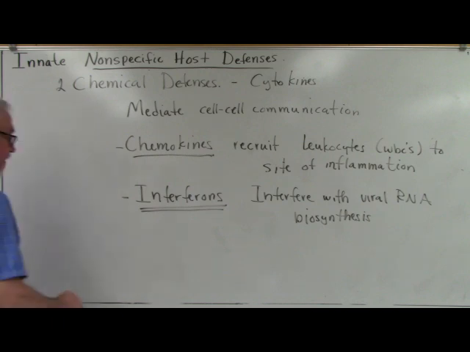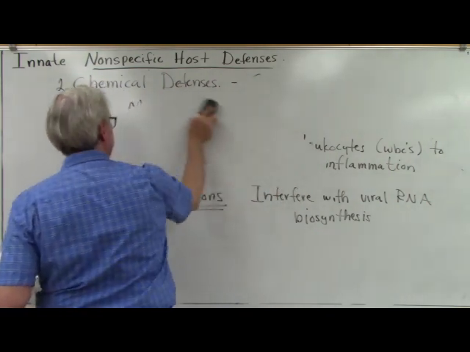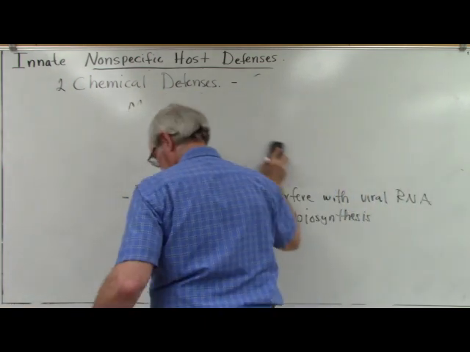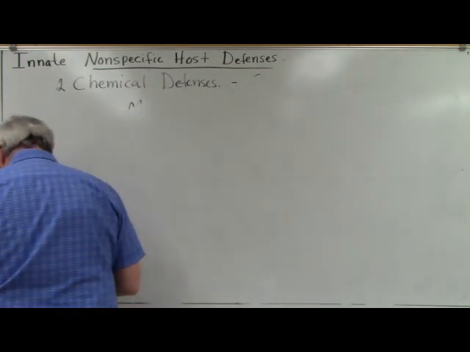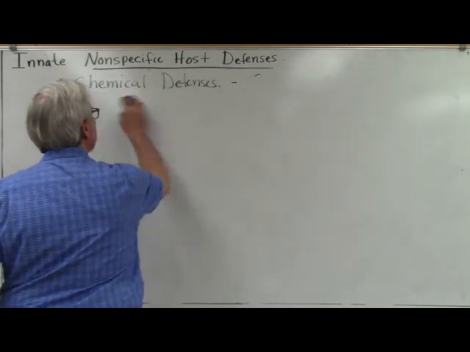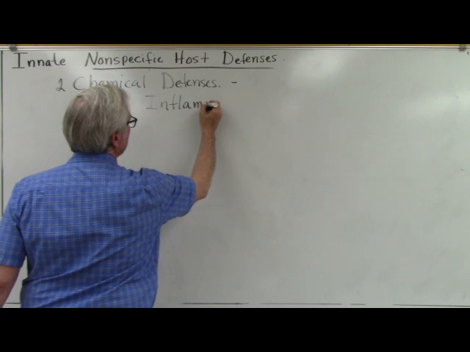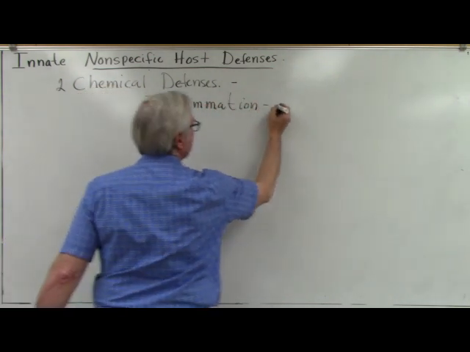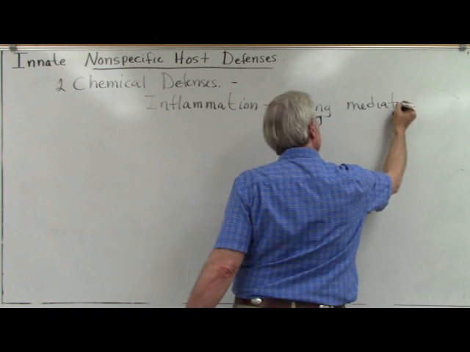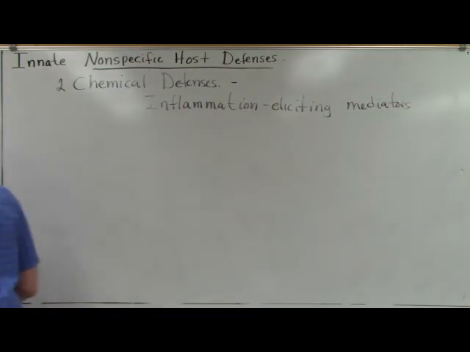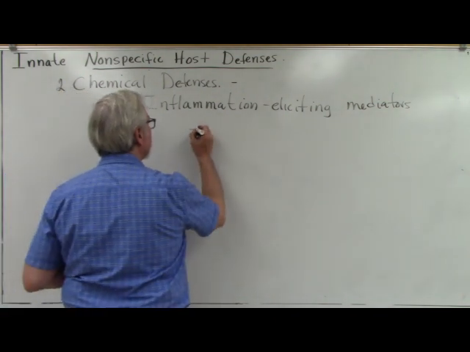All right, the last type of chemical defense that I want you to know a little bit about are inflammation eliciting mediators. I guess the cytokines, the chemokines that is, would fall in that category, but inflammation eliciting mediators. All right, and there are three, and these are going to be somewhat familiar to you. So one is histamine.